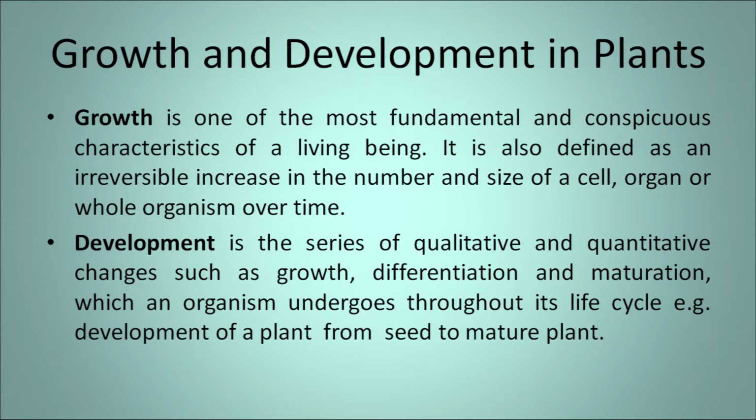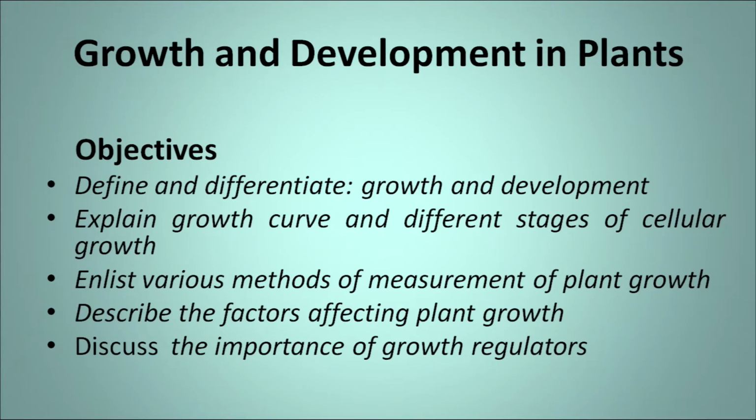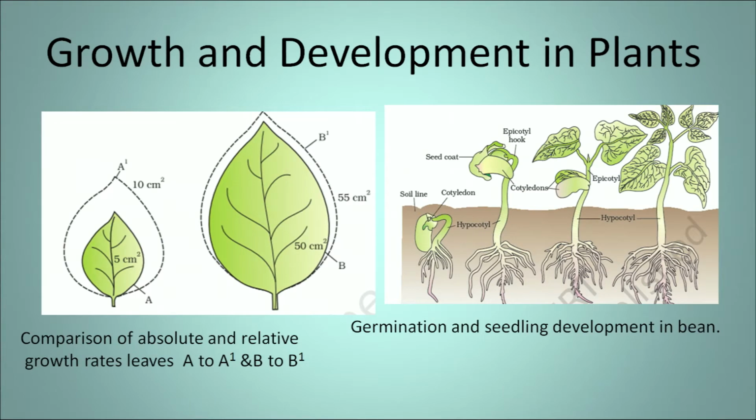Now, what is development? Development is basically composed of two important parameters, which are qualitative and quantitative changes that a plant goes through, such as growth, differentiation and maturation, which an organism undergoes throughout its life cycle. So, the development of a seed into a mature plant is a very interesting example of both growth and development.